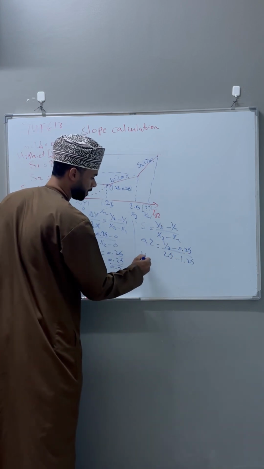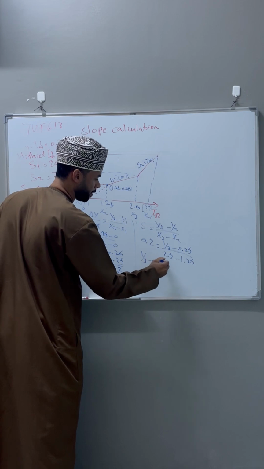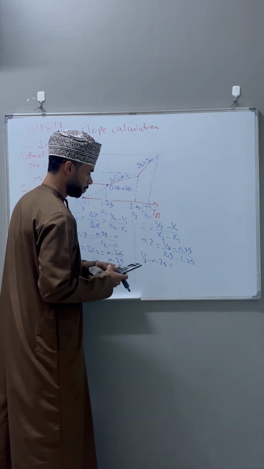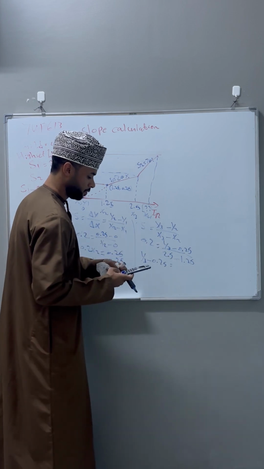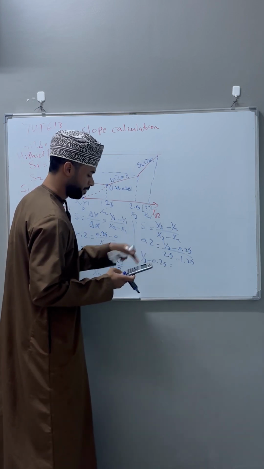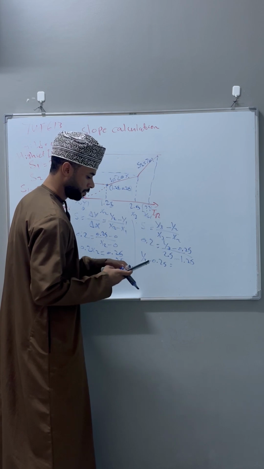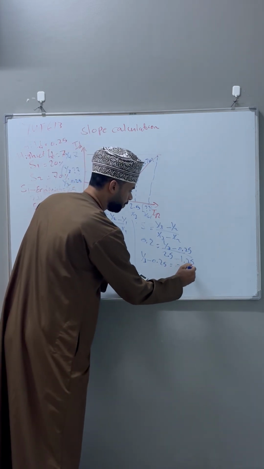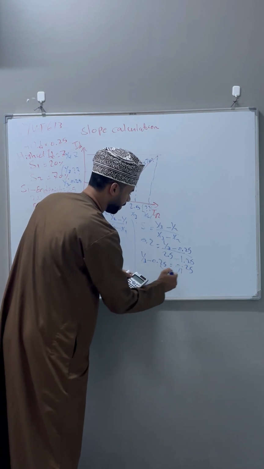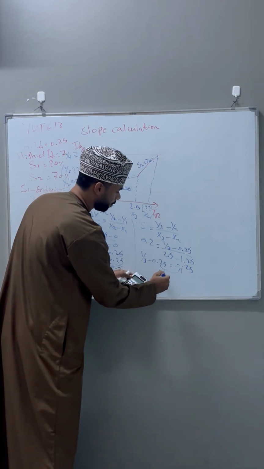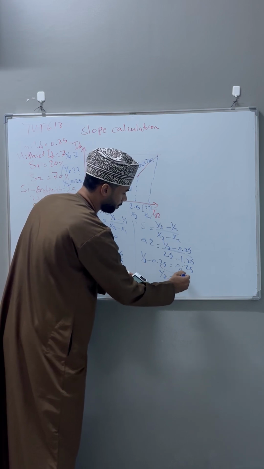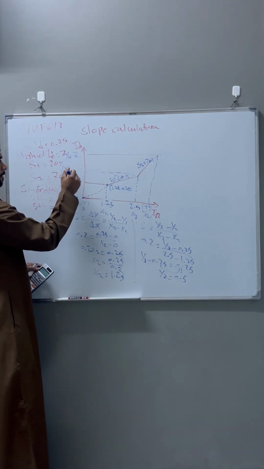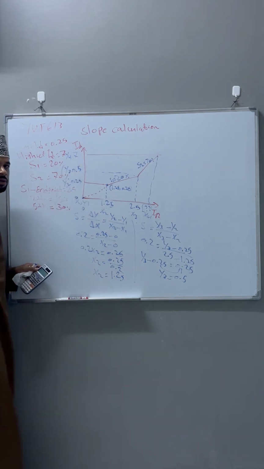Okay, so y3 minus 0.25 will be equal to 2.5 minus 1.25 multiplied by 0.2, which equals 0.25. Then this one goes to the other side as positive, so y3 will be equal to what? 0.5. So this y3, I found it, it is 0.5.